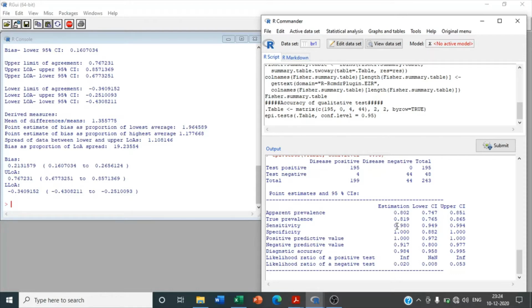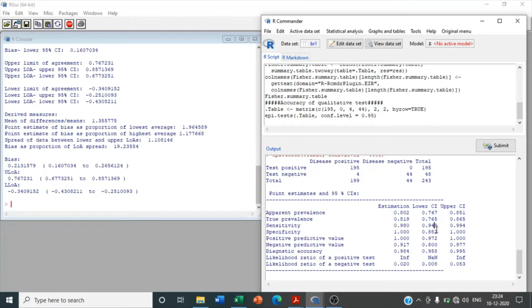This is the estimate of sensitivity, 0.98 or 98%. This is the estimate of specificity, 1 or 100%. But we are not just interested in the point estimates. For interpretation, we have to look at the confidence intervals, specifically the lower and upper confidence intervals. The lower confidence interval for sensitivity is 0.949 or 94.9%.